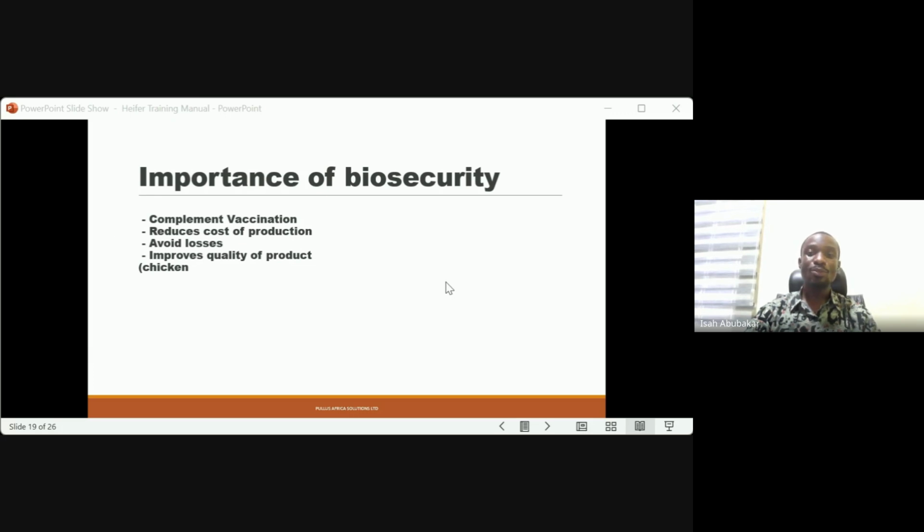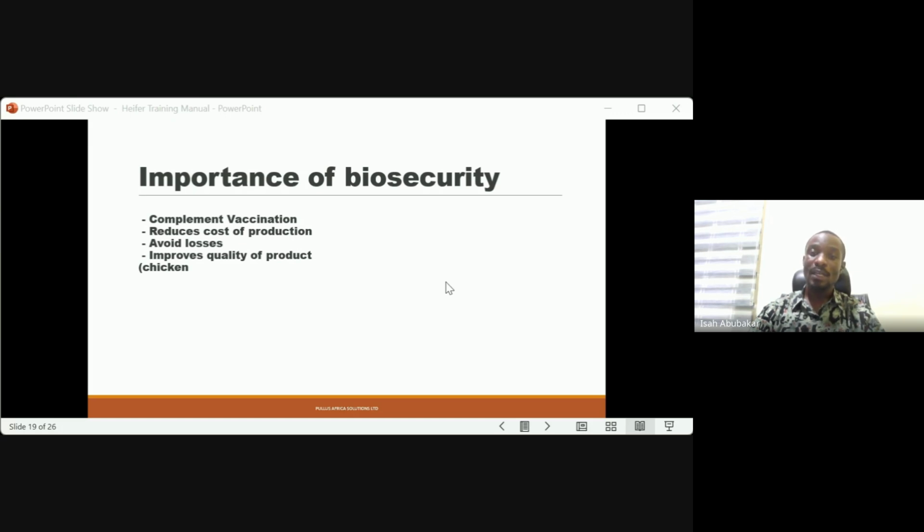It also helps you reduce cost. Let me tell you one thing. If you have a very poor biosecurity, you discover that the infection pressure within your birds is very high. What do I mean by infection pressure? Infection pressure means at a particular point in time, if you take the blood sample of your chicken, we're going to see so many disease-causing microorganisms in their system.